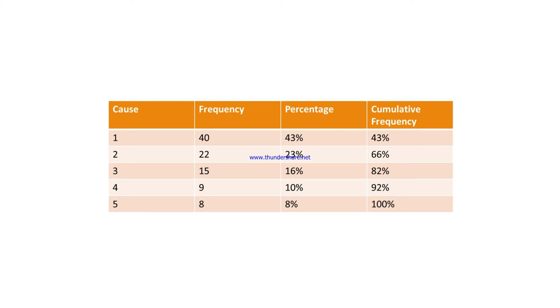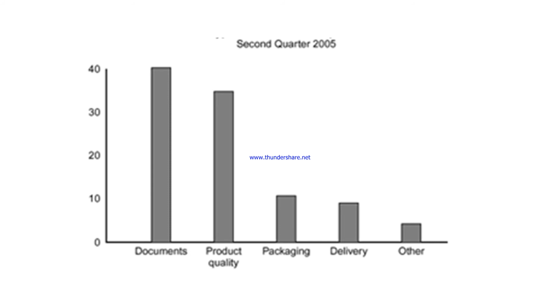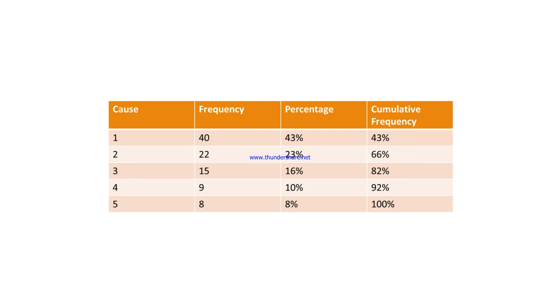That is, you can take the first 3 courses as major courses and the last 2 courses as minor courses. So in that case, you have to give more concern to the major courses in order to eliminate those courses and improve the quality of your work. So this is also an example. If you go back to this slide, that's why we call this the 80-20 rule.